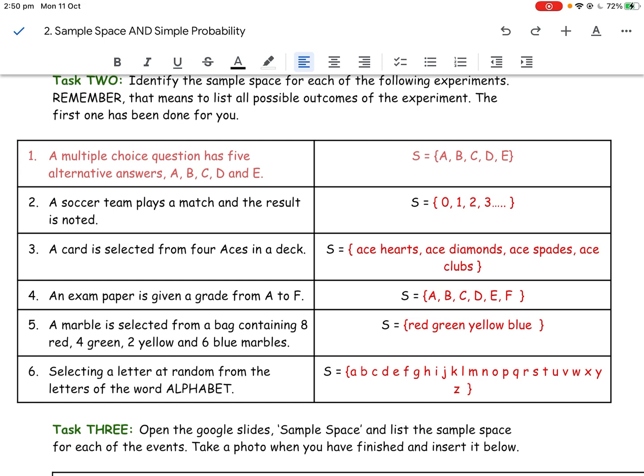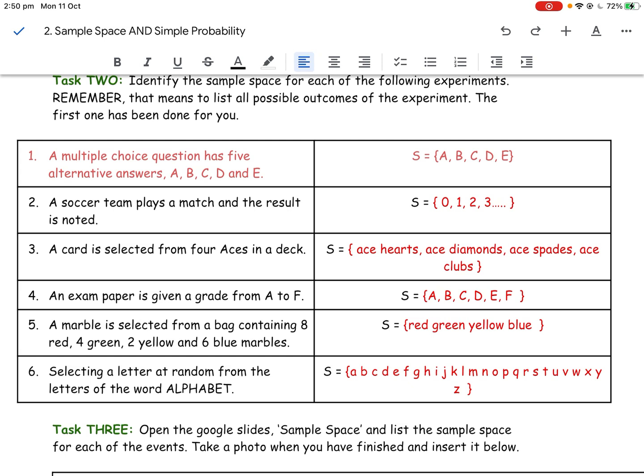So the first one says the multiple choice question has 5 alternate answers, A, B, C, D and E. So our sample space is A, B, C, D and E, all the possible answers you could possibly give. Okay, now the next one said a soccer team plays a match and the result is noted. I wasn't really too sure about this one because that one was a bit weird. So we said, well, it depends on how many goals, doesn't it? So it could be 0, it could be 1, it could be 2, it could be 3, depending on how good the other soccer team is. It could be more than that. So that's what the ... represents.